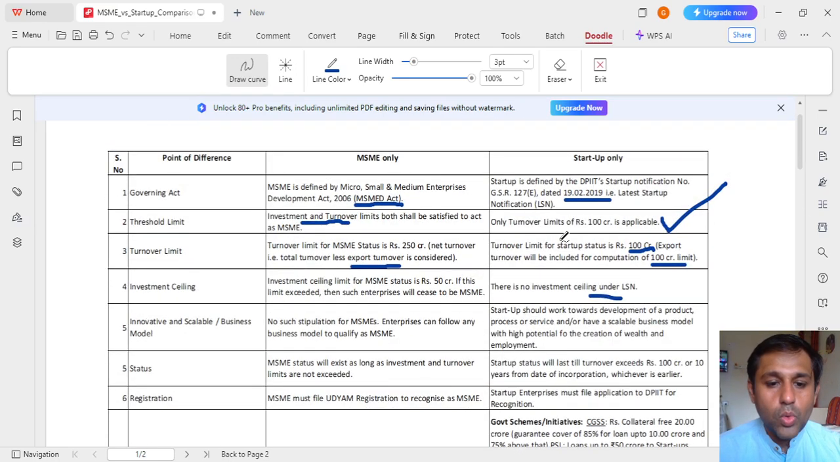Now, one more qualitative characteristic in MSME and startup: an enterprise is simply an MSME if it is meeting the norms of turnover and investment, irrespective of any business model. Whereas for startup, there is a business model requirement that a startup should work toward the development of a product or process and have a scalable business model with high potential for the creation of wealth and employment. This is a very subjective and qualitative definition.